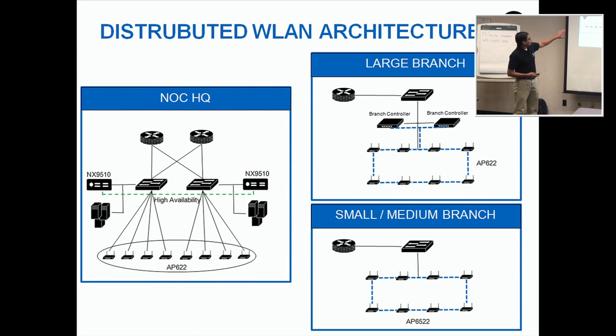You typically have the NOC or the headquarters where you would have your management platform and your application servers, where most of your IT would be situated. You could have multiple branch offices. A large branch could be a branch with, say, 100 APs, right? And then you could have a small or medium branch with about 40 or 50 APs, right? So you could have branches of different sizes, right?